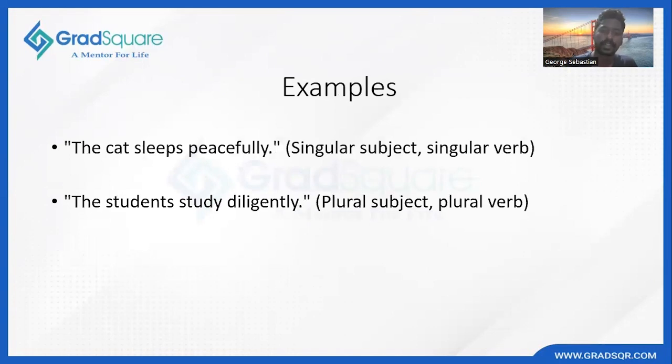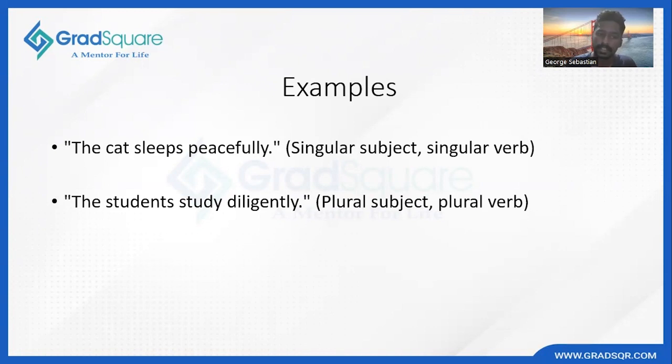So let's look at an example. In this particular sentence, it says, the cat sleeps peacefully, right? So what is the subject here? Which is the one doing the action? Who is sleeping peacefully? Which is the cat, right? So that is the subject here. So it is a singular subject, so the verb sleeps is used in a singular form. We use the singular form of sleep, so the sentence becomes, the cat sleeps peacefully.